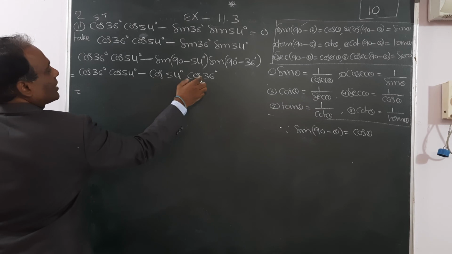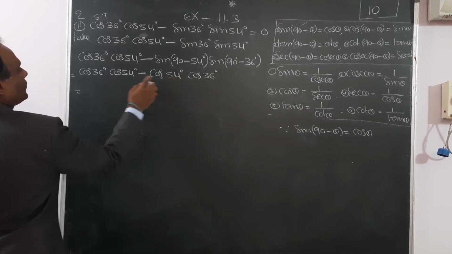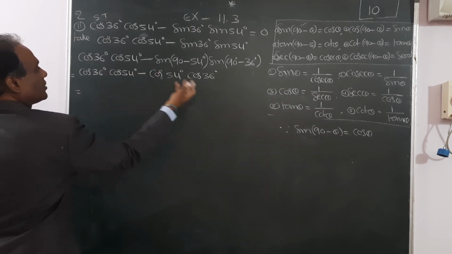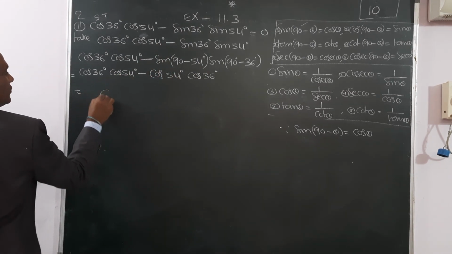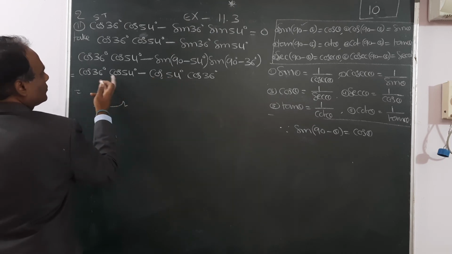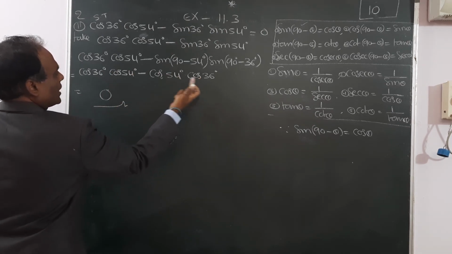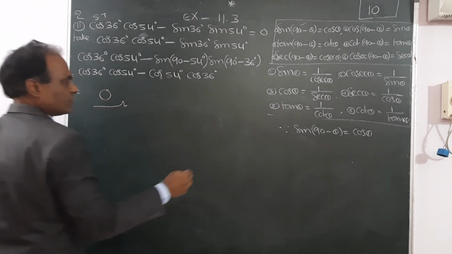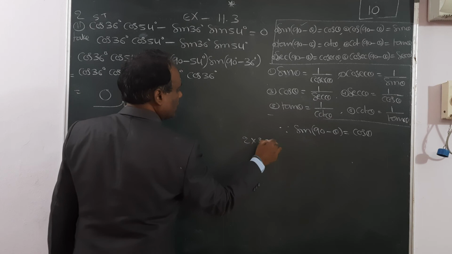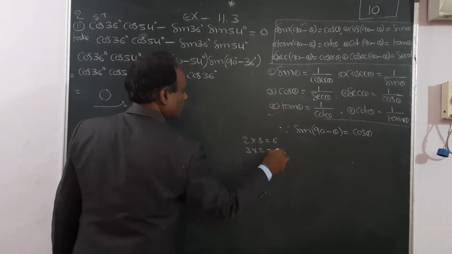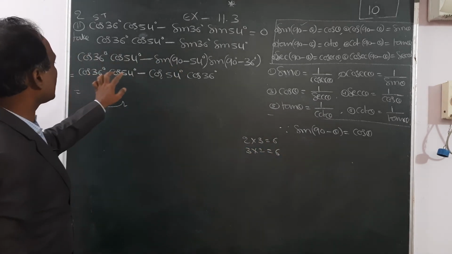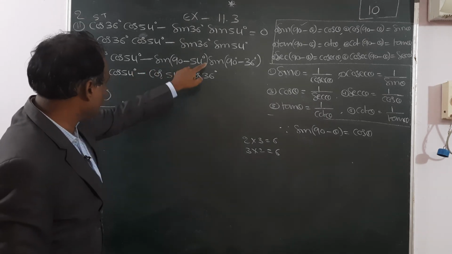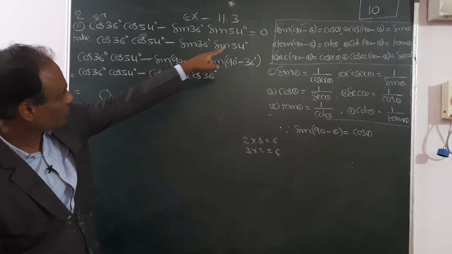Same terms: cos 36 into cos 54, cos 36 into cos 54. So this minus this is 0. Don't get confused: cos 36 is first, cos 54 is second. Multiplication has the commutative property. 2 into 3 is 6, 3 into 2 is also 6. So cos 36 into cos 54 or cos 54 into cos 36, both are the same. So a minus a, both get cancelled. 0 answer proved.